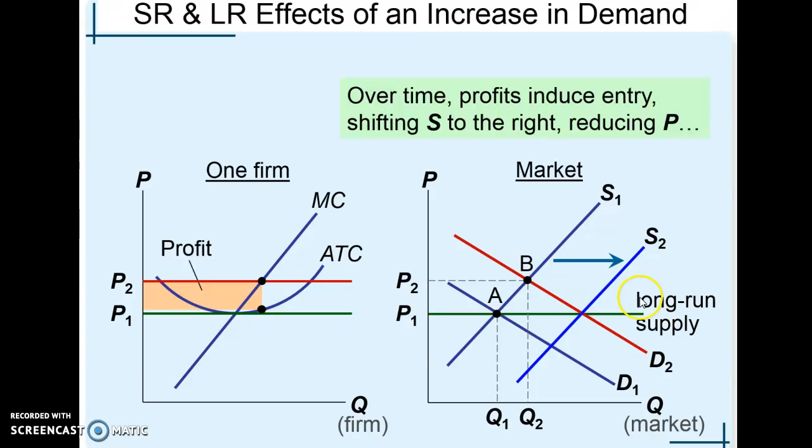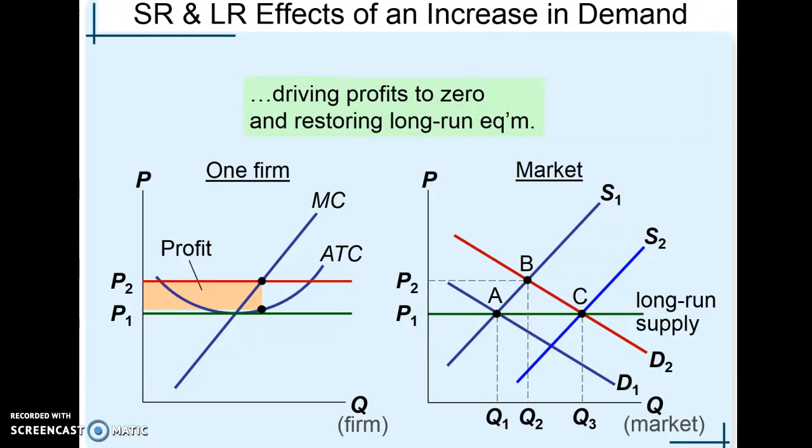Over time, because these firms are earning positive profits, other firms will have an incentive to get into this market. So overall market supply will increase and the price will go back to equilibrium. So the price falls and economic profits will be zero and long run equilibrium will be restored.